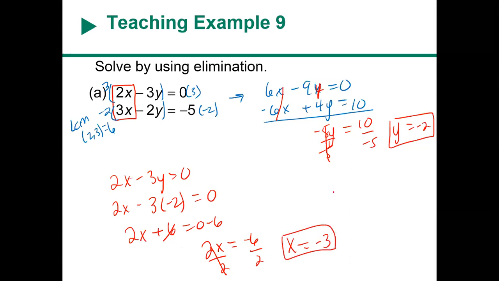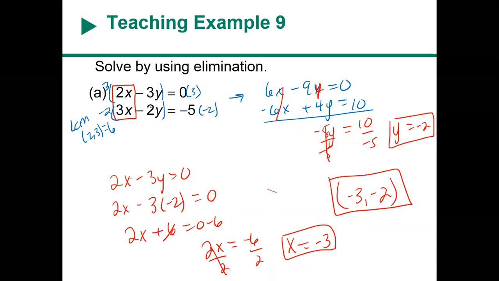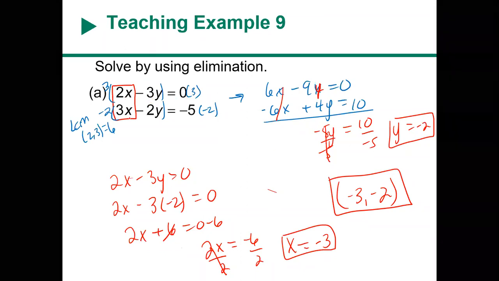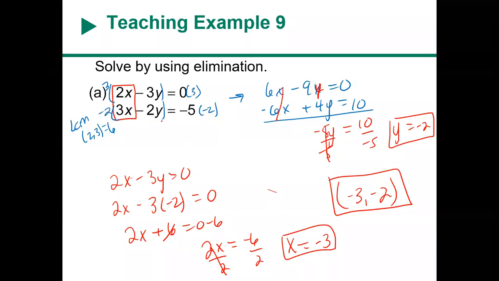So I have my x, my y, so my solution is (-3, -2). And whenever you're not sure, you would take the values and plug them in. So if I'm not sure, then I can test it out. Well, 2 times -3 is -6. -3 times -2 is +6. And -6 plus 6 is 0. Checks out. 5 times -3 is -15... -2 times -2 is +4. So -9 plus 4 equals -5. All double checks out. Means that I did it correctly.